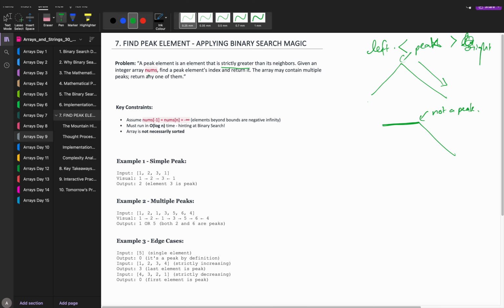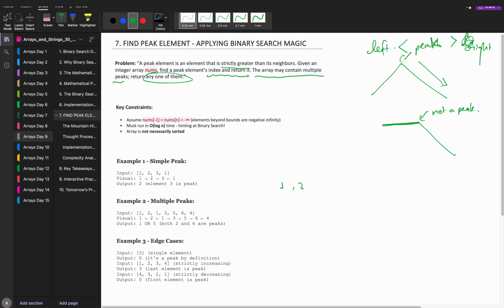Given an integer array nums, find a peak element's index and return it. You need to find the index of the peak element and return it. That's all. And they're further saying the array may contain multiple peaks, so you can return any one of them. So if I have some array, let's say this is my array.